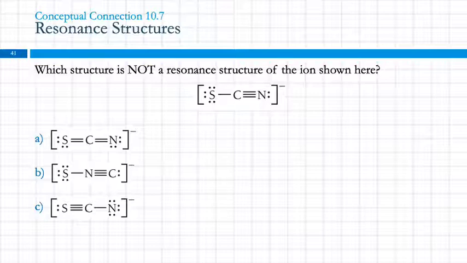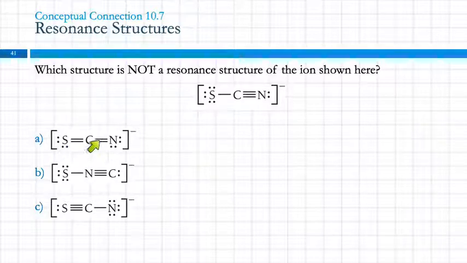So here's a conceptual question. Which structure is not a resonance structure of this one up here? For a resonance structure, you should be able to just move double or triple bonds around, and otherwise it's going to be the same. So this is a little bit challenging. So let's look at the choices and see, well, what's different about them?